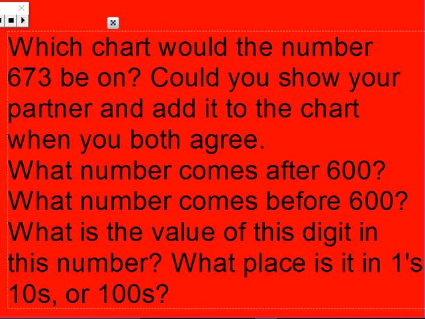Now, tell your partner, what is the value of this digit in this number? What place is it in? Is 600 in the ones place, the tens place, or the hundreds place?